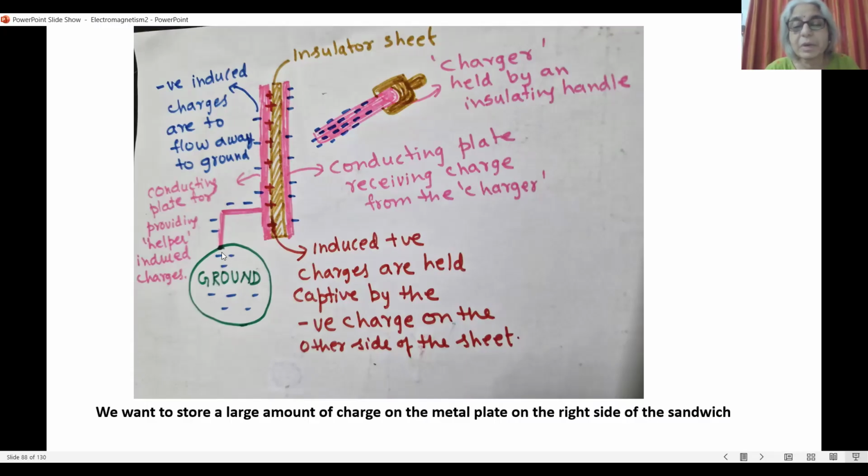The electrons, the mobile electrons, will flow in from the ground and cancel those positive charges. So the ground is a reservoir of charges. You can send any number of electrons, negative charges, to the ground. You can also draw up any amount of negative electrons from the ground. Okay, so this is how this arrangement works.